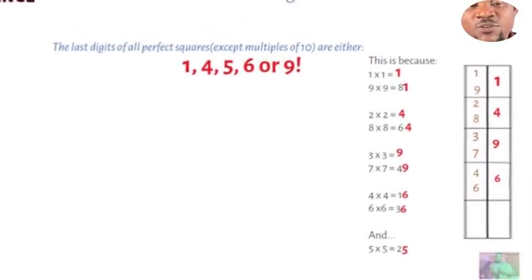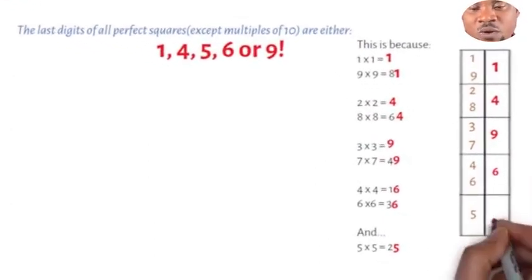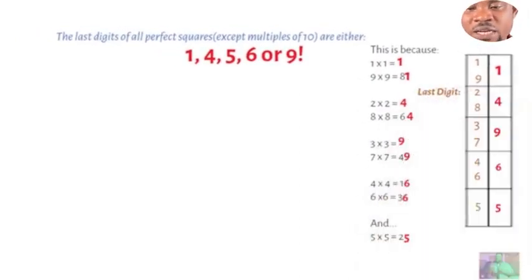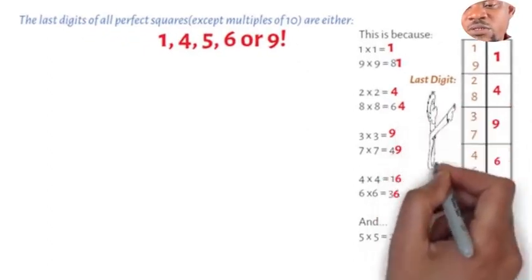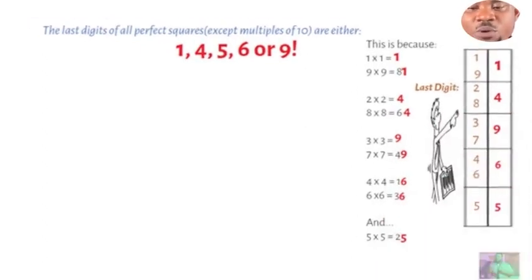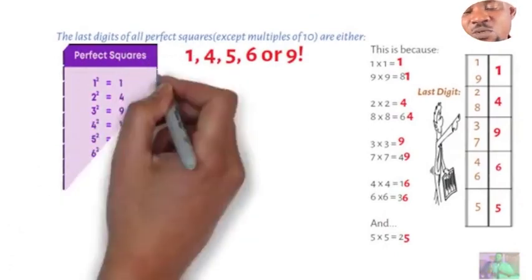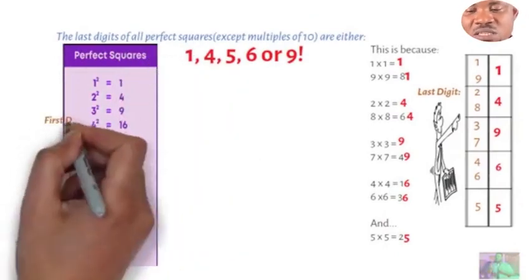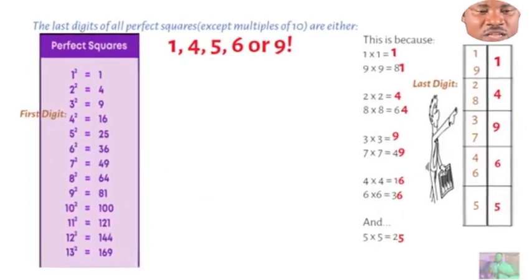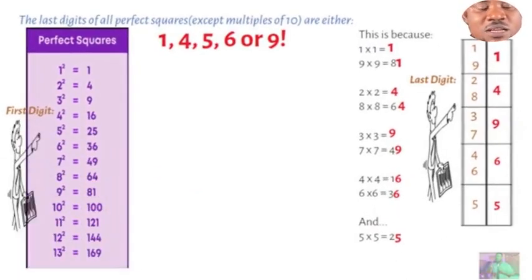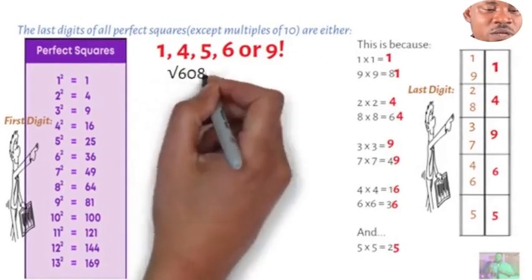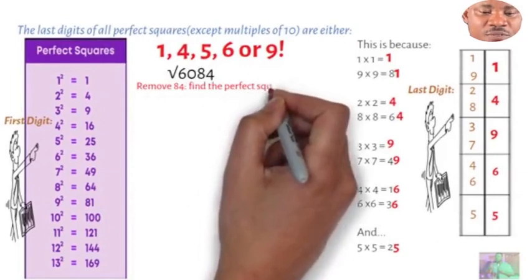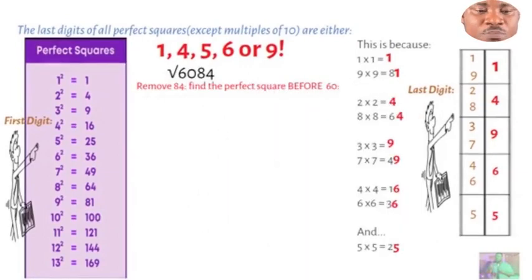If the last digit of the number is 1 or 9, the square number will end with 1. If the last digit is 2 or 8, the square number will end with 4. If it is 3 or 7, the square number will end with 9. If it is 4 or 6, the square number will end with 6. If it is 5, it will end with 5. Like you have seen here, these are perfect squares. Another word for perfect square is a square number. So this is how we're going to get the first digit for perfect squares.